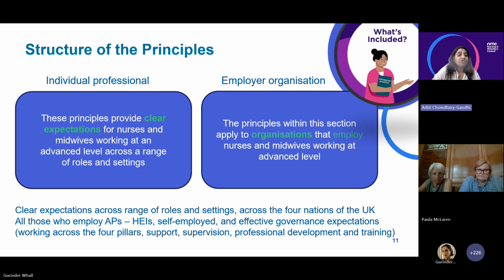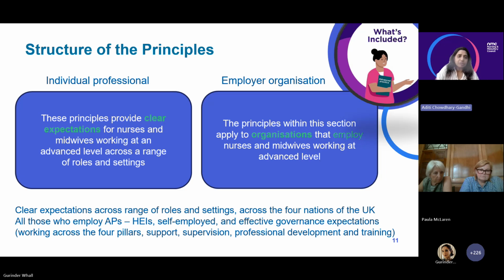So to remind you about the structure of the principles, there are 2 parts and they mirror each other. We've got a section that is for individual professionals, is how I would describe it. And then there is a section for employers.